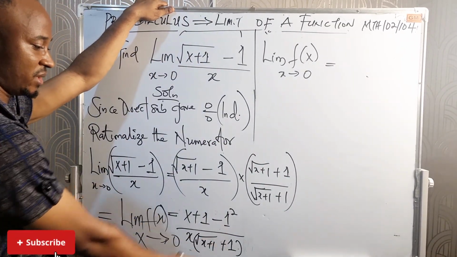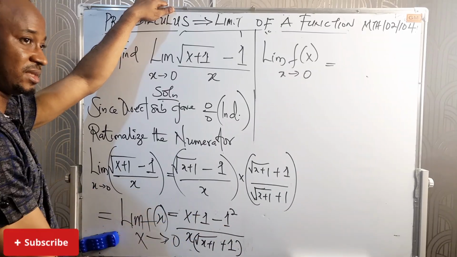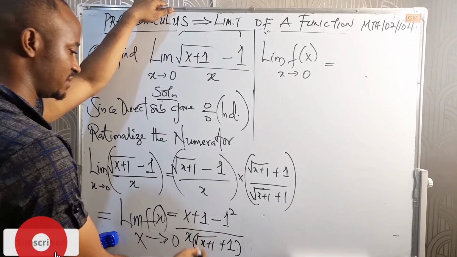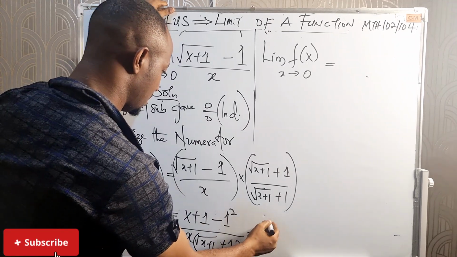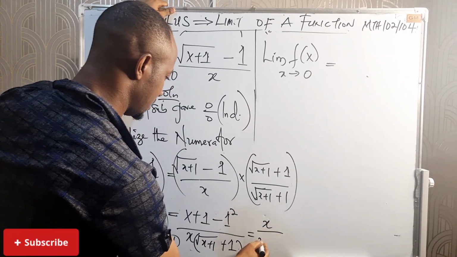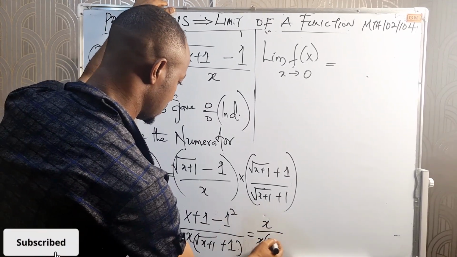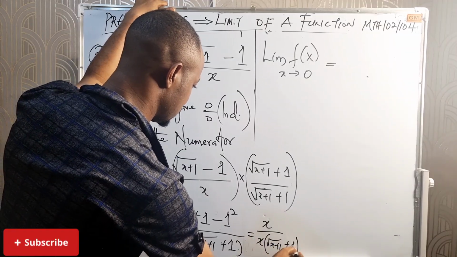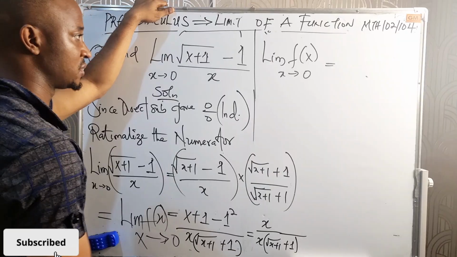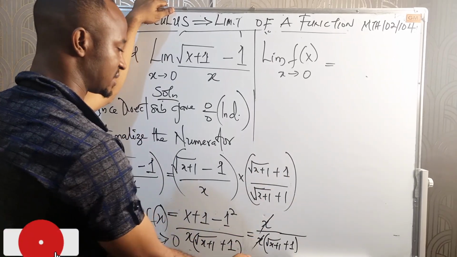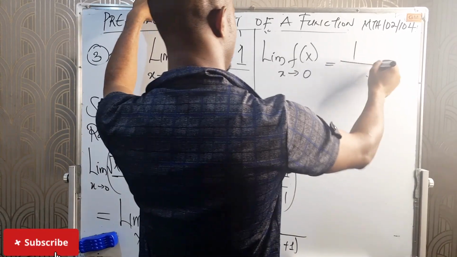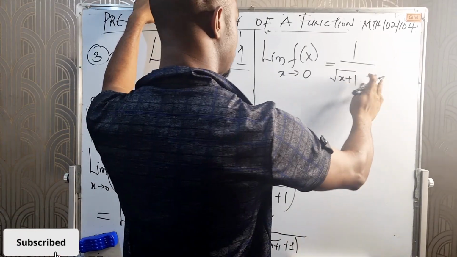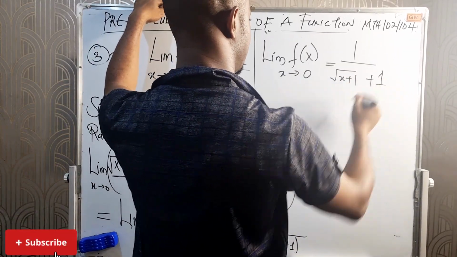1 minus 1 squared is 0. 1 squared is still 1. So when you subtract these two, it is 0, right? So what is remaining here is actually x divided by x times (root of x plus 1, plus 1). Is that clear? So from here, x can cancel x. We are left with 1 over (root of x plus 1, plus 1).